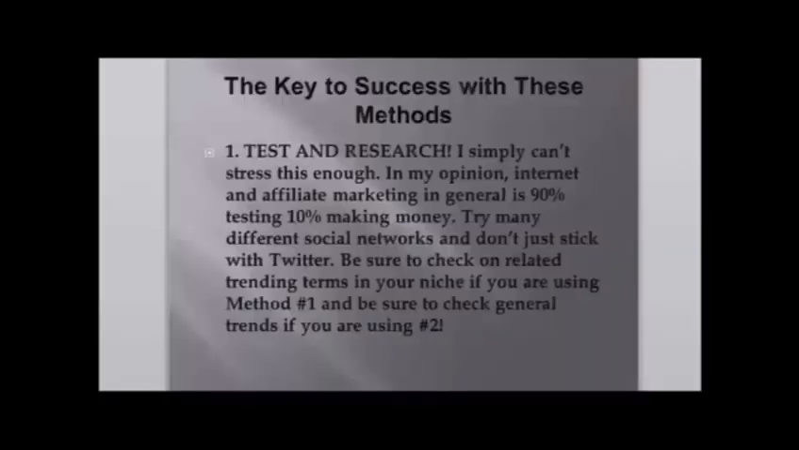Okay guys, so that pretty much wraps it up. But remember that the key to success with these methods is to test and research. I cannot stress this enough. And in fact, in my opinion, I think that internet and affiliate marketing in general is 90% testing and 10% actually making money. And don't just stick with Twitter. I mean, try Facebook, try Pinterest, try just anything that they have to offer, and try using multiple sites at once for a maximum effect.